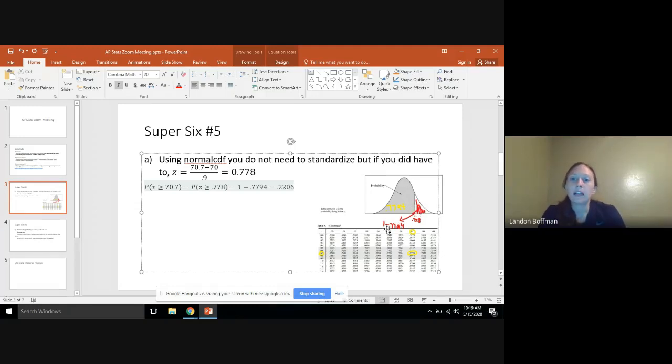So then I did 1 minus that area and got 0.2206. Okay, so I kind of showed this notation as well. We were looking for the probability of our observation X being greater than or equal to 70.7, which is equivalent to the probability of, once you standardize it, now it's Z instead of X being greater than or equal to 0.778, the Z score that went with that observation. And then I got that area. So that is how you would do it using Z scores.